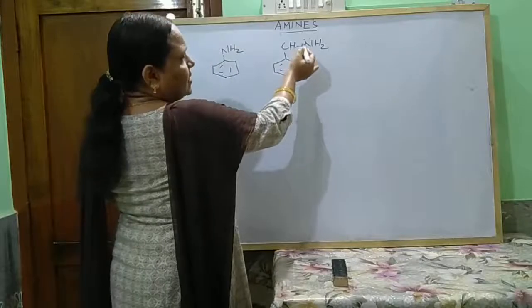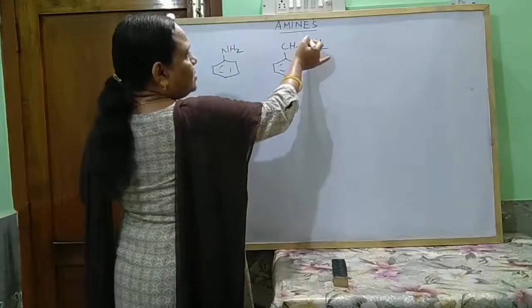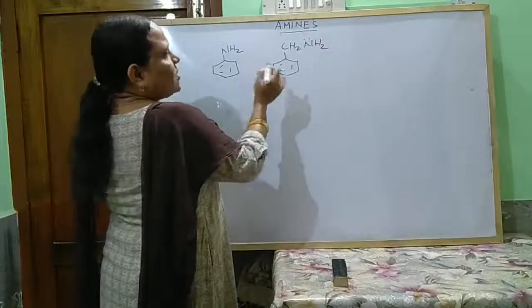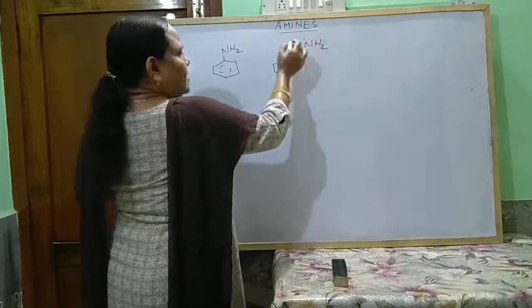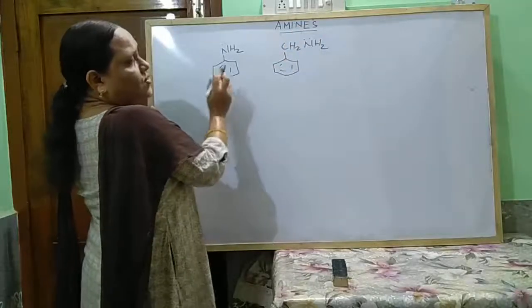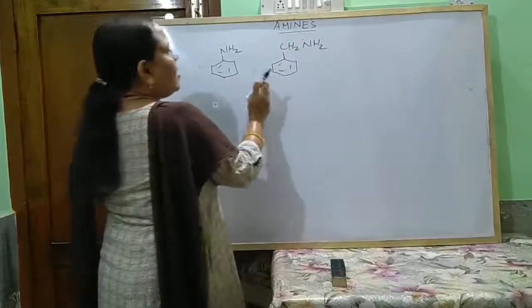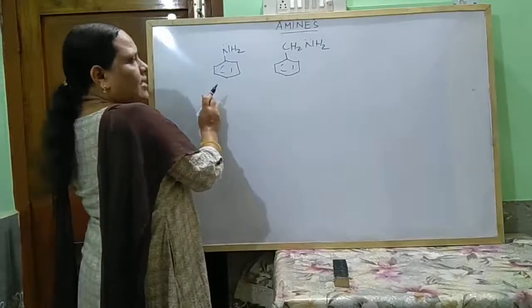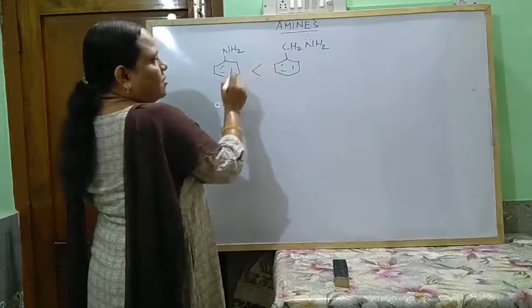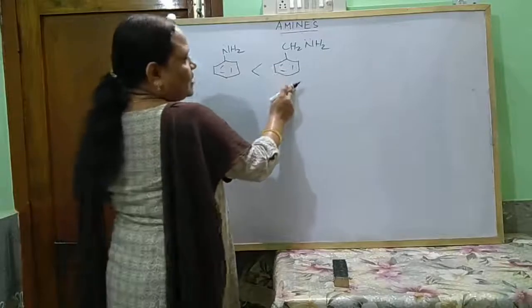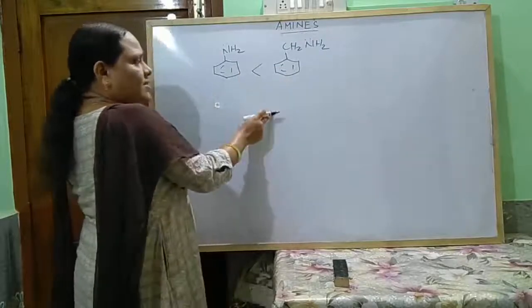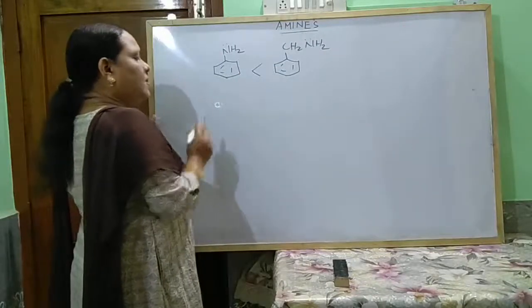But in this case, what happens? This does not go into resonance. In this way, this is more basic than this. So alkyl amines are more basic than aniline. So this is the basic strength order: benzylamine is more basic than aniline.